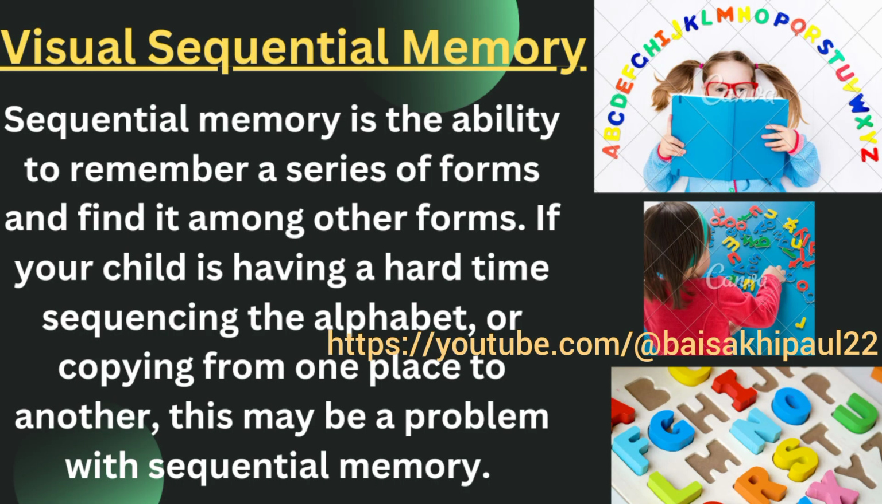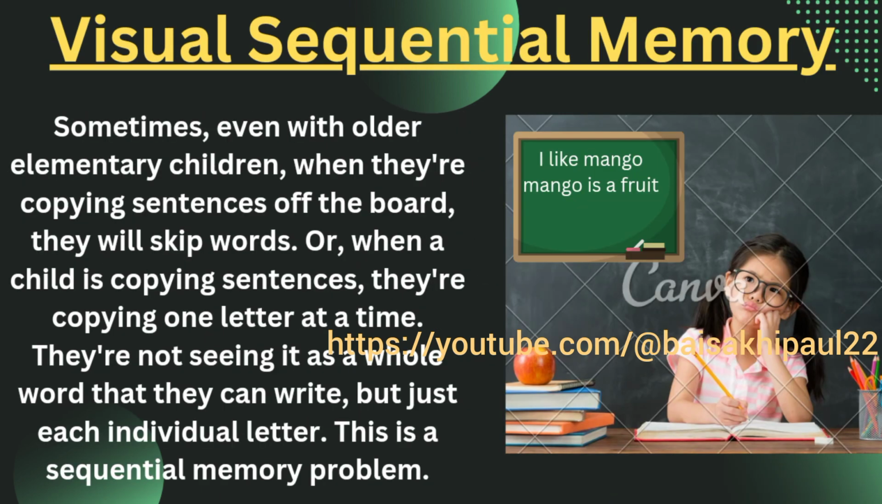Sequential memory is the ability to remember a series of forms and find it among the other forms. If your child is having a hard time sequencing the alphabet or copying from one place to another, this may be a problem with sequential memory. Sometimes, even with older elementary children, when they are copying sentences off the board, they will skip words. Or when a child is copying sentences, they are copying one letter at a time. They are not seeing it as a whole word that they can write, but just each individual letter. This is a sequential memory problem.